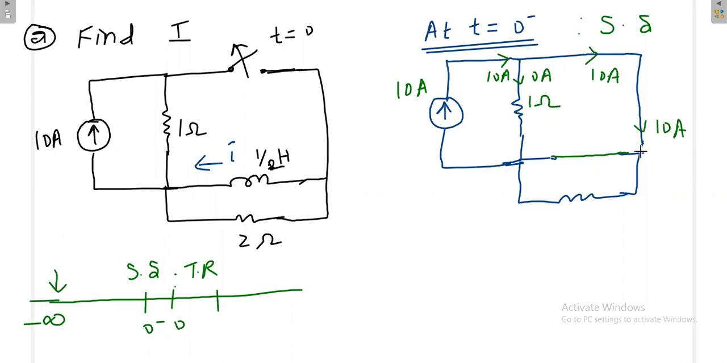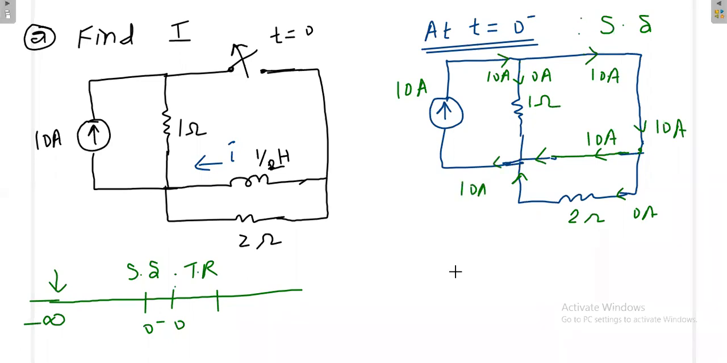The moment you reach here, again there are two paths, one with the short circuit, one with the 2 ohm, but this current will go here only, 10 ampere, here 0 ampere only. Again 10 ampere and 0 ampere will add. Okay, and again this will not go this way. This will go this way, 10 ampere.